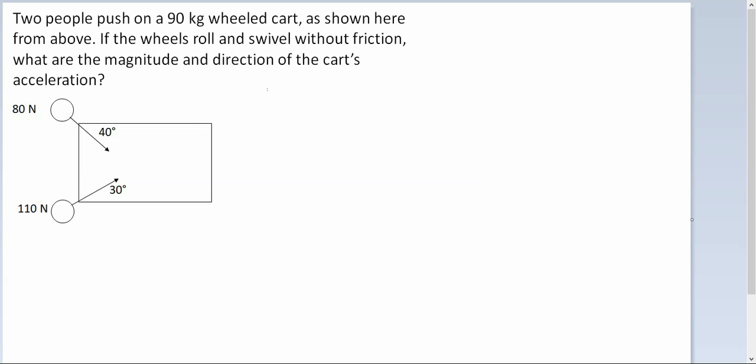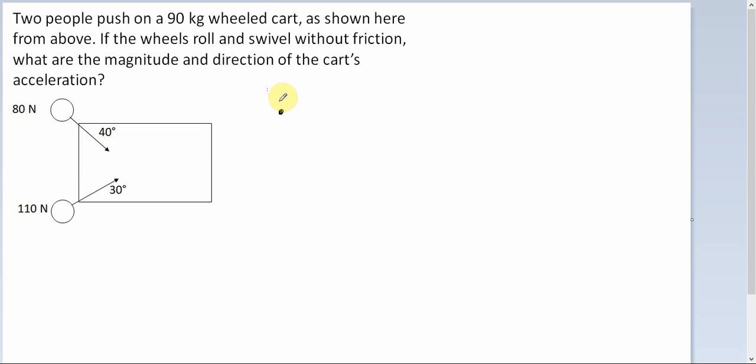So, first thing we're going to do, since this is a force problem, is we're going to draw a force diagram. A force diagram, then, I'm going to make a dot, which represents our object, and then I'm going to draw arrows, which represent our forces.